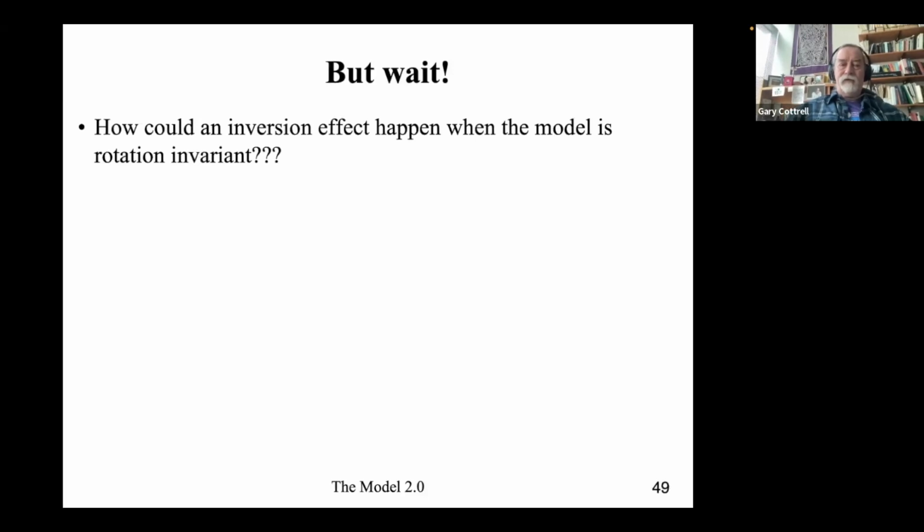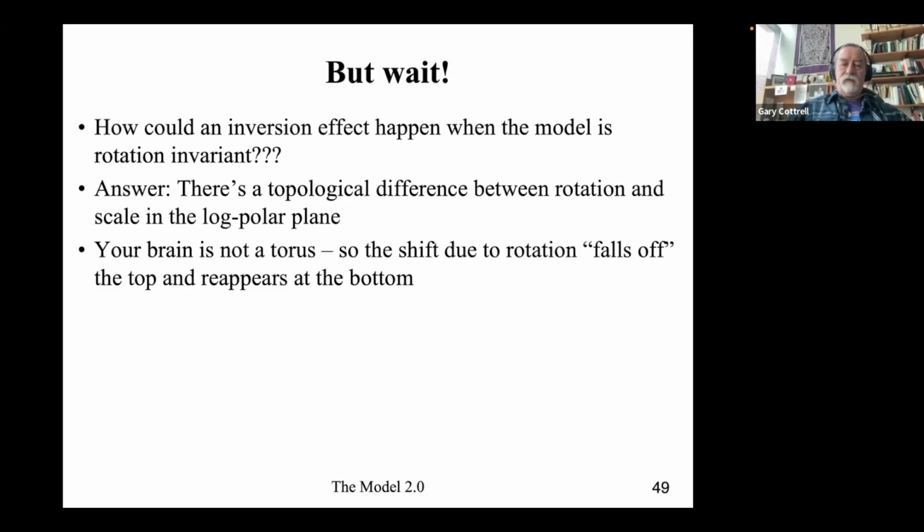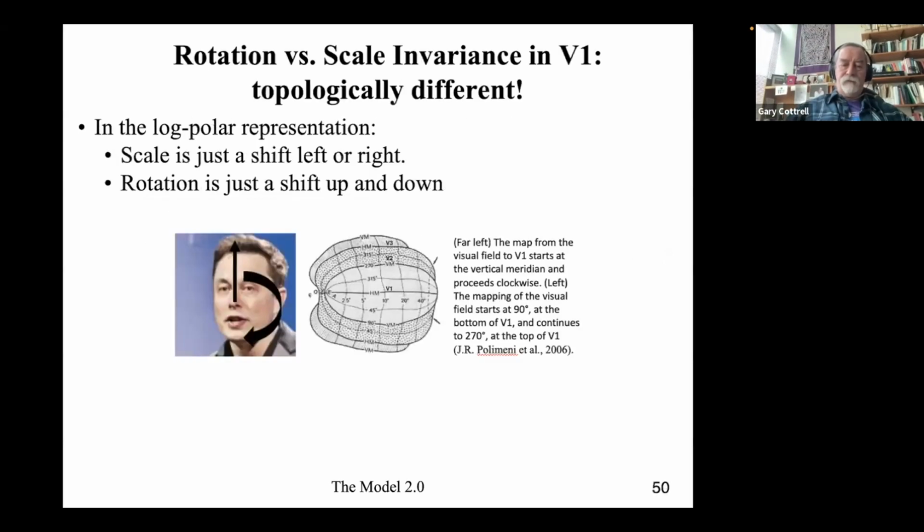So how am I going to explain an inversion effect when the model is rotation invariant? It seems like it should be impossible, right? Well, the answer is that there's a topological difference between rotation and scale in the log polar plane. So rotation is a circle group, right? And your brain is not a torus. So your cortex is not shaped like a Coke can. So the shift due to rotation, when it goes up and down, actually falls off one side and reappears at the bottom.